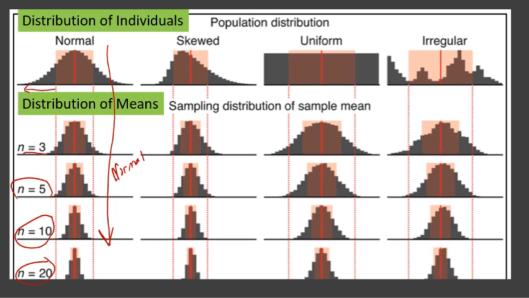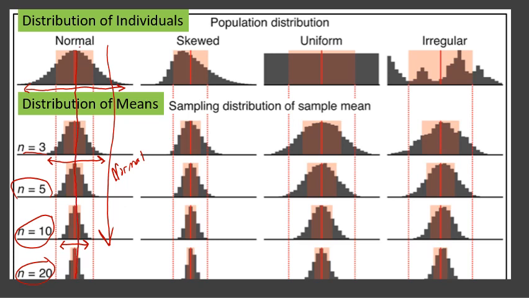Here is the spread here, pretty wide. And look at when we have n equals 3. It's quite a bit narrower. By the time we get down to n equals 10, it's quite skinny. So the spread decreases, or the standard deviation decreases, but the shape stays normal. The center stays the same.